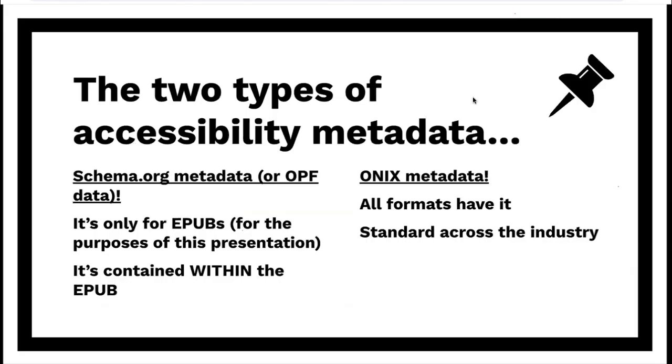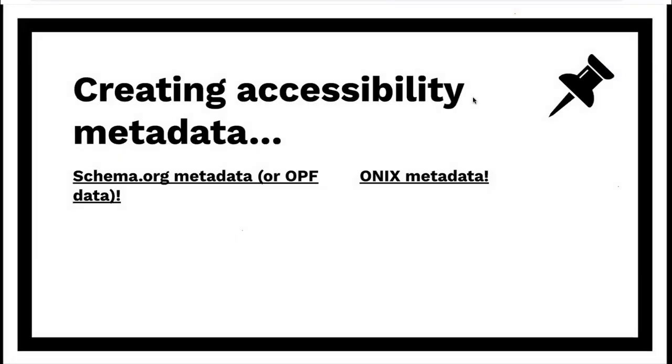Okay. So we have now seen the two types of accessibility metadata, right? The schema.org metadata, which is inside your EPUBs, and the ONIX metadata that you are sending out to your trading partners. We're going to talk about how to create it, and crucially, how to know what accessibility features your ebook has. Creating accessibility metadata.